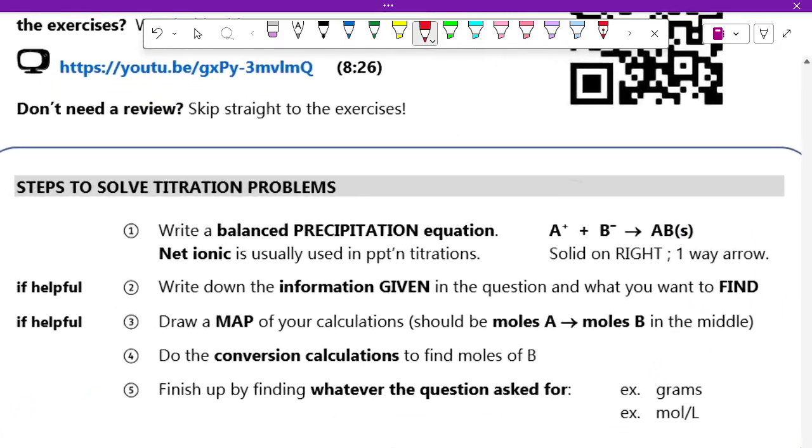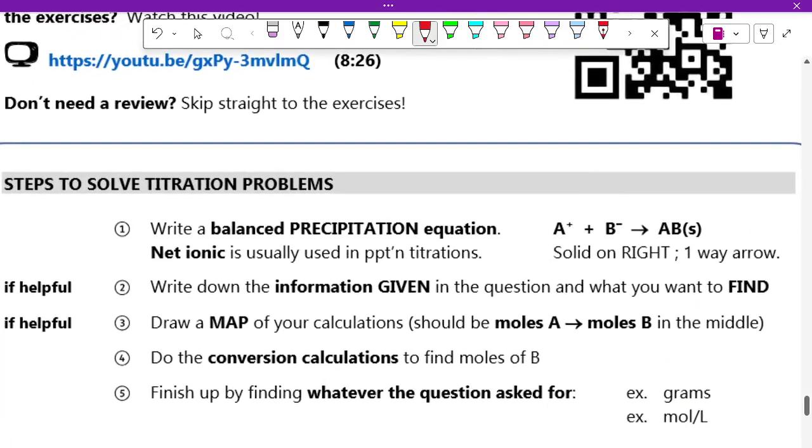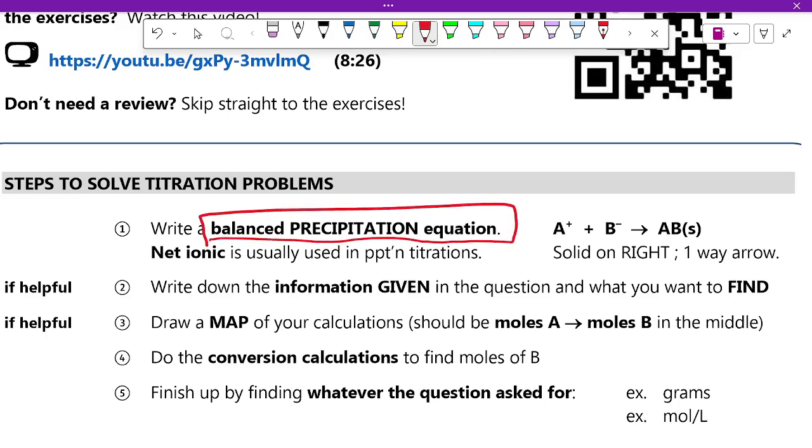So, steps to solve the titration problem. This is what we called step 0 last time: write the balanced precipitation equation. And usually for titrations, we use the net ionic, because often they'll give you something like AgNO3 plus Cl minus. Do you see how one of them has the spectator attached and the other doesn't? So why don't we just get rid of the other spectator as well and make it clean and tidy and not confusing? Okay, so usually we're going to use the net ionic.